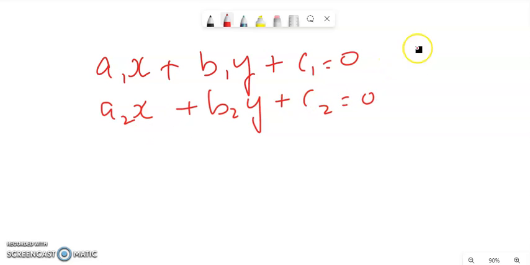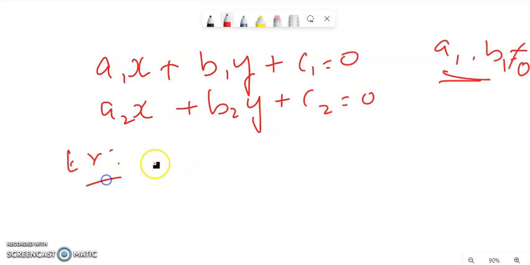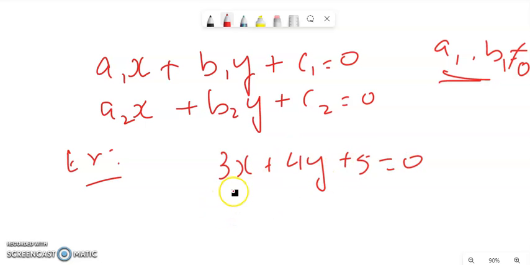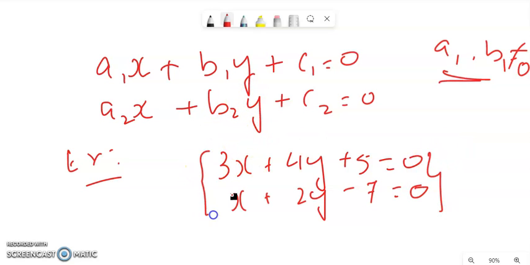It's very important that you know here a1 and b1 are not equal to 0. You know the reason. If this is equal to 0, what will happen? x will also be 0. This entire term will become 0, and we will be left only with the constant, which is a constant equation, and hence it will not remain a linear equation in two variables. This is the reason and this is the condition. Now, let me give you an example: 3x plus 4y plus 5 equal to 0 and x plus 2y minus 7 equal to 0. This is the standard form and this is one example.